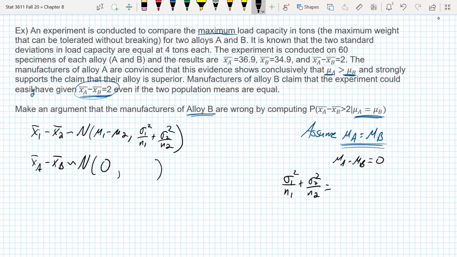Sigma 1 squared. Well, it is known the two standard deviations are equal at 4 tons each. So sigma 1 is 4 and sigma 2 is 4. So this is 4 squared, or 16. And then what is the population size for n1? We have 60 specimens of each alloy. So this is 16 over 60 plus 16 over 60, because those are the same parameters for each. And so 16 plus 16, that's 32 over 60 is the variance there.